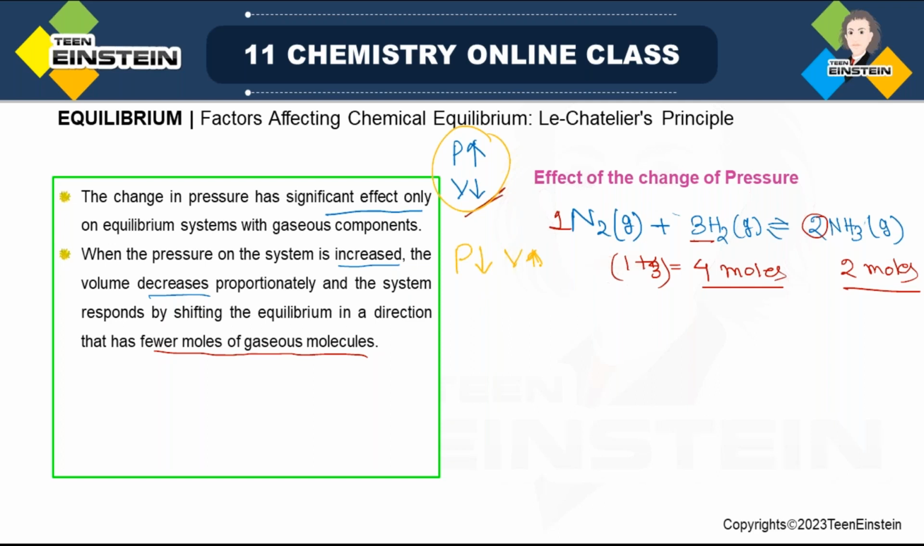Now volume increase means what? The system will prefer that direction where number of moles is high. So now ammonia will be decomposed more and more, and it will produce nitrogen and hydrogen. So now the backward direction is favorable. Fine.